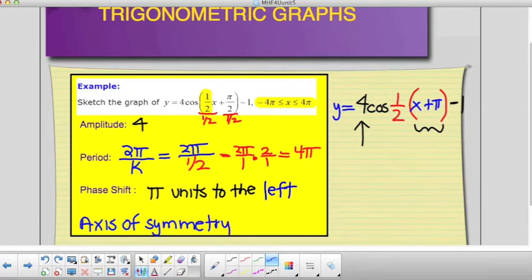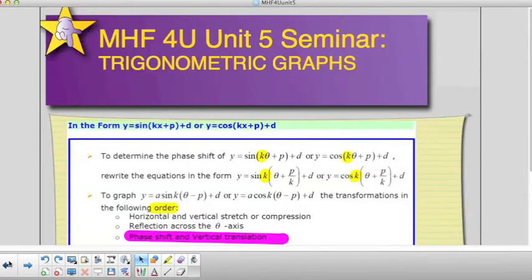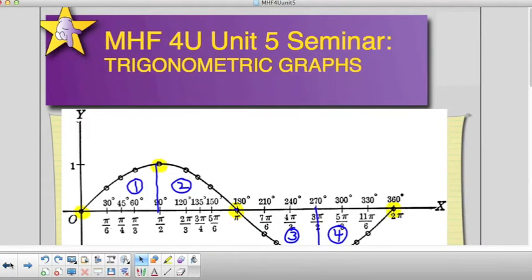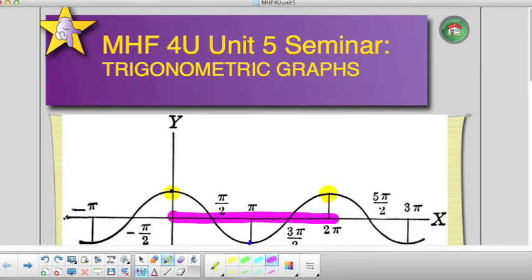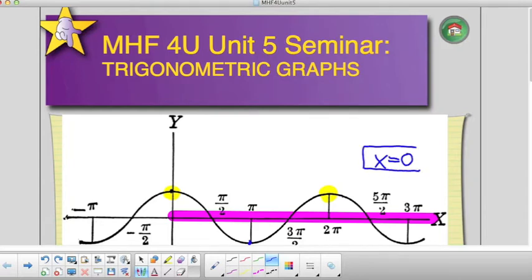The final element that I want you to analyze is our vertical transformation. Remember, for the cosine function, and also for the sine function, but we're going to look at the cosine function in this case, the axis of symmetry that completely divides the graph in half for the original function is the x-axis. In this case, x is equal to 0 is the axis of symmetry.